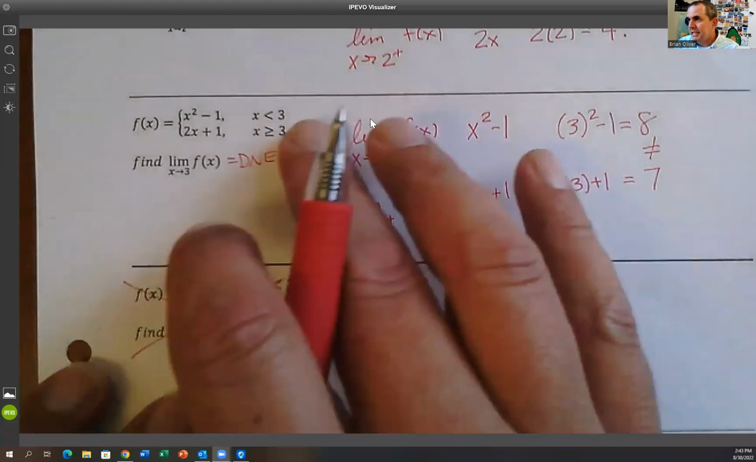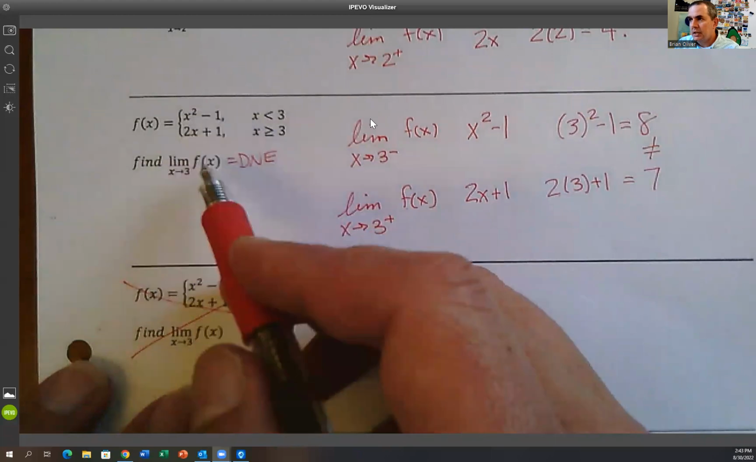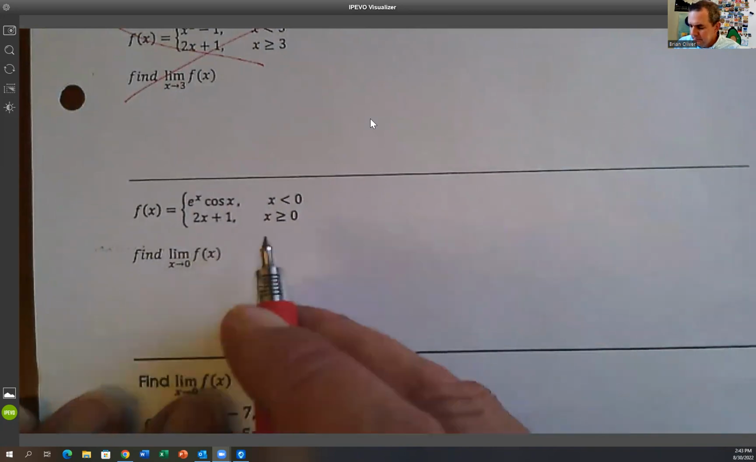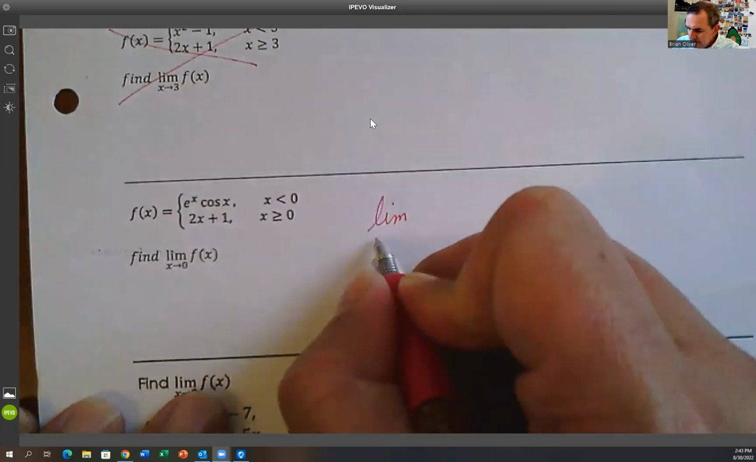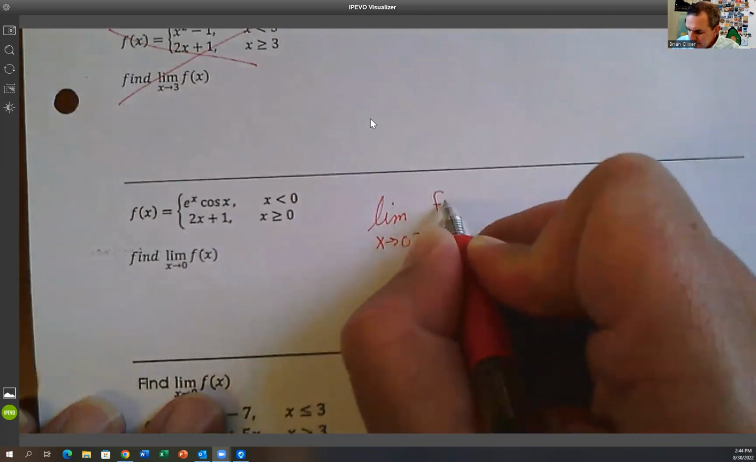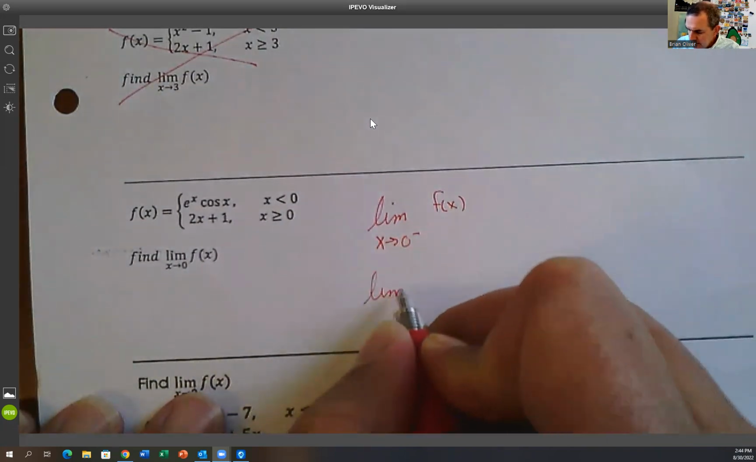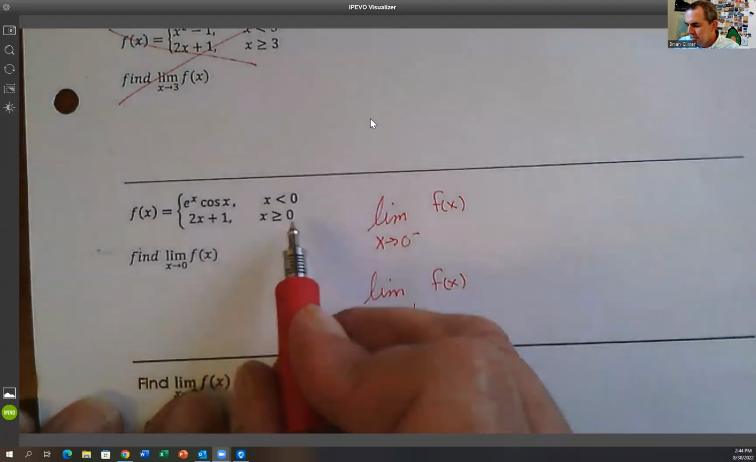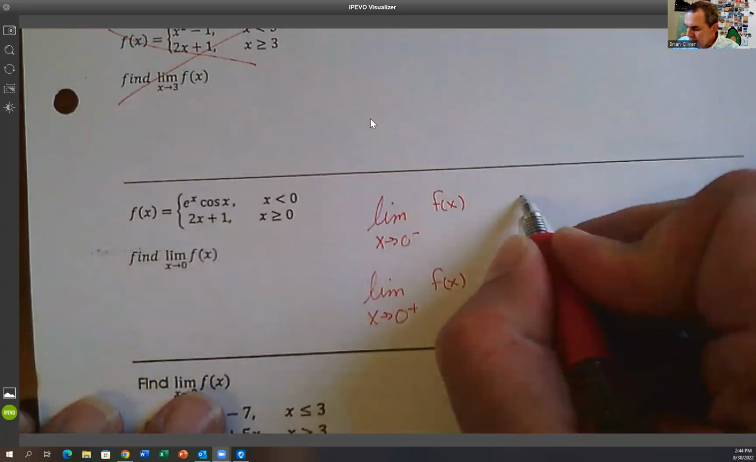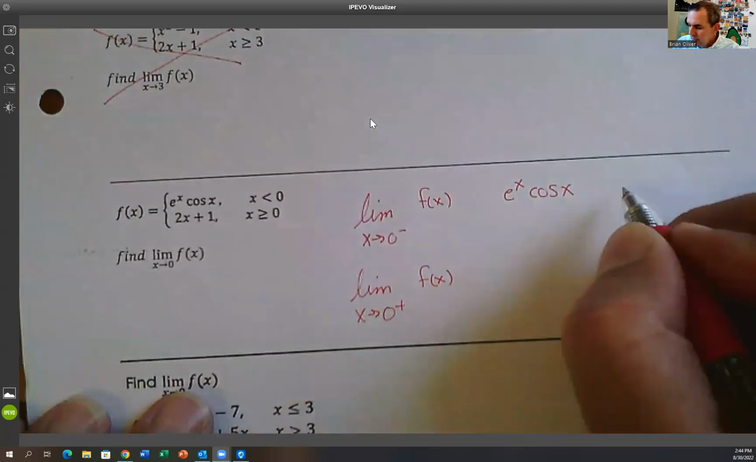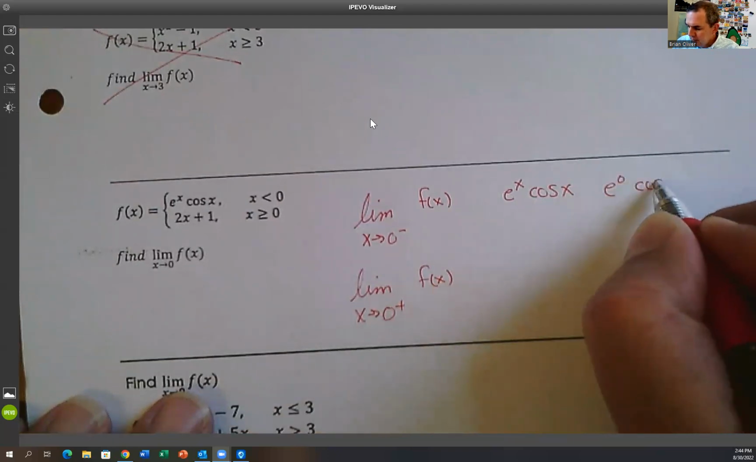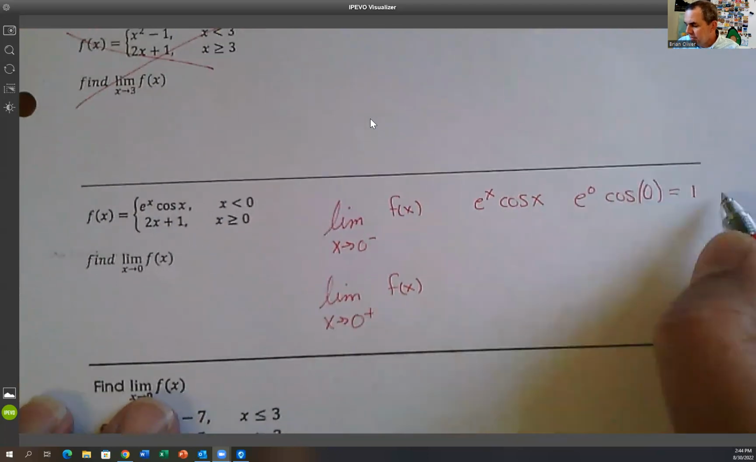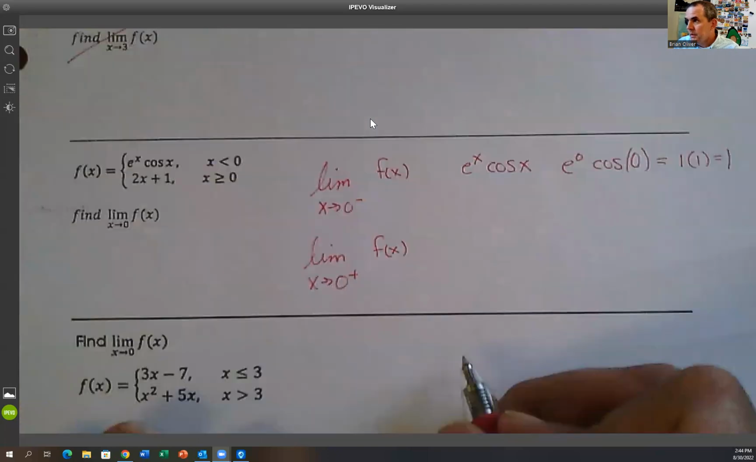Again, it's the same idea, but instead of substituting in just one, I could potentially substitute in multiple. I'll walk through the same idea. We're going to look at the limit as x approaches 0 from the left of f of x, and the limit as x approaches 0 from the right of f of x. Less than 0 is this piece here, e to the x cosine x. When I plug in 0, I get e to the 0 cosine of 0. E to the 0 is 1, cosine 0 is 1, and 1 times 1 is 1.